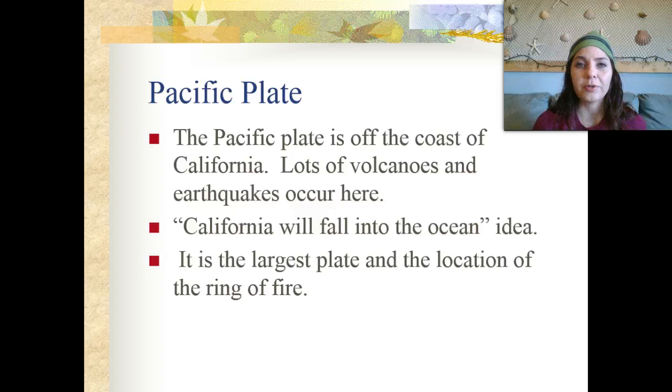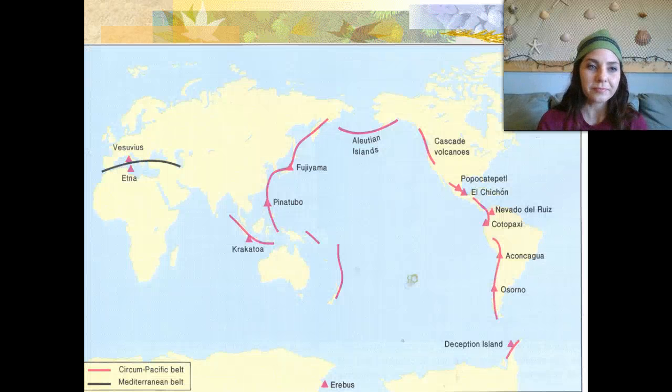So one of the largest plates that we're going to discuss very briefly is the Pacific plate. The Pacific plate is off the coast of California. This is where lots of volcanoes and earthquakes occur. You're always hearing about earthquakes in California. You hear the idea that California will fall into the ocean, which is obviously false. That's not going to happen. And it is also the largest plate and the location of the Ring of Fire. So all of the different types of volcanoes and earthquakes that are occurring.